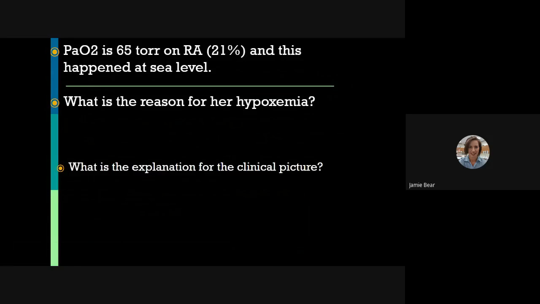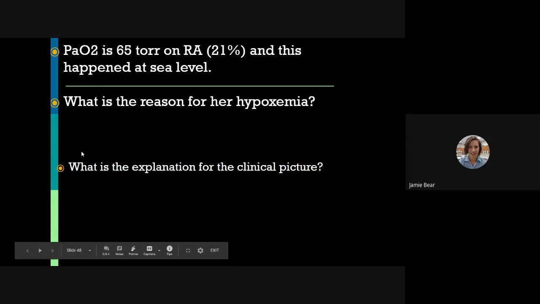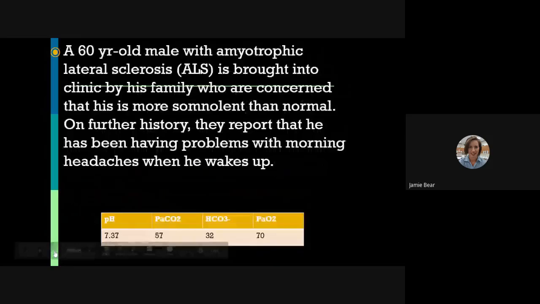Okay, so PaO2 is 65 on room air, and this happened at sea level. What do you think is the reason for her hypoxemia? I would explain her hypoxemia as happening from that high PaCO2 level, so she is hypoventilating.